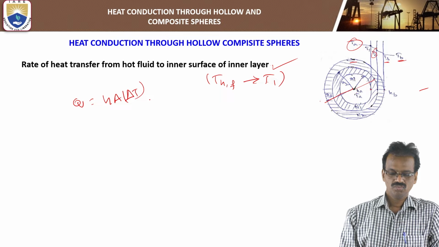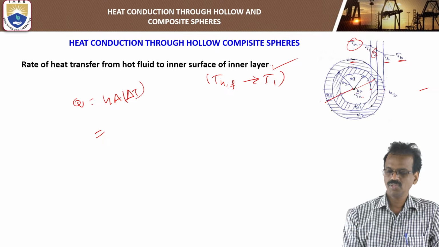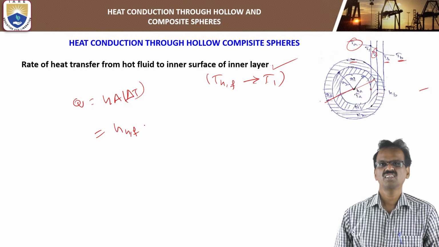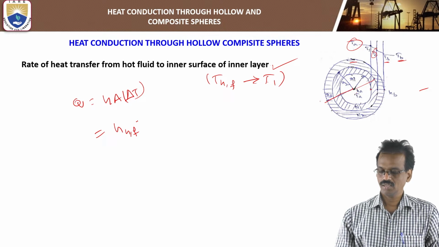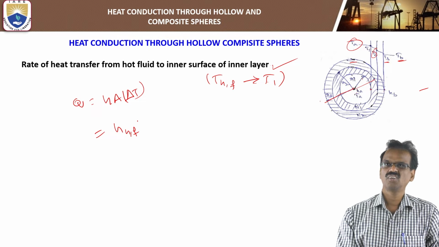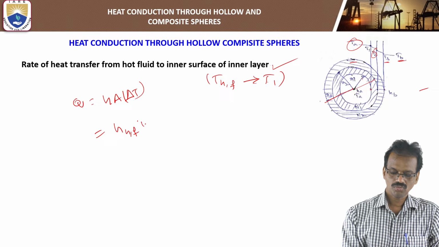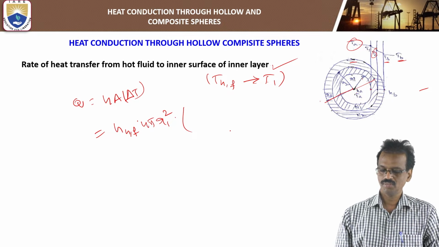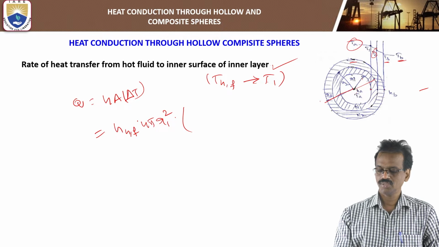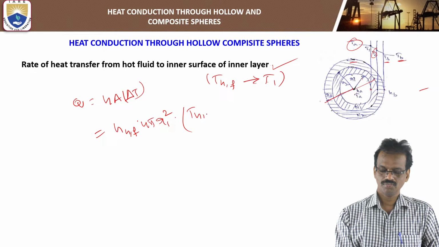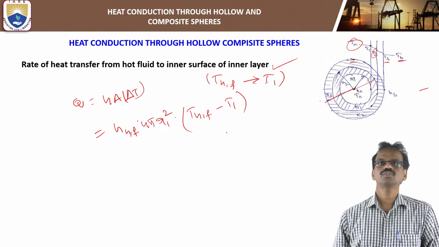You know that formula. Here H is nothing but H with respect to hot gas, that is HF, the hot fluid, rate of heat transfer, into the area of the inner surface, that is the radius of the hollow, R1. So the area of the sphere is equal to 4 pi R1 square. Next, the temperature difference means hot fluid temperature to the inner temperature of layer 1, so THF minus T1. So this is the formula.